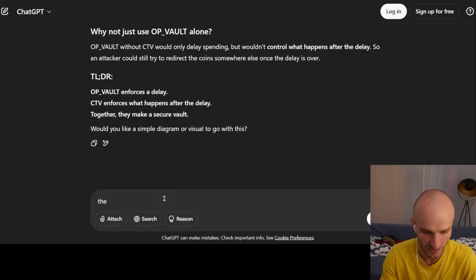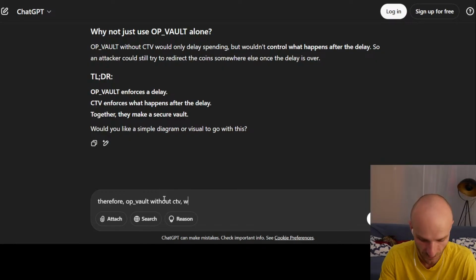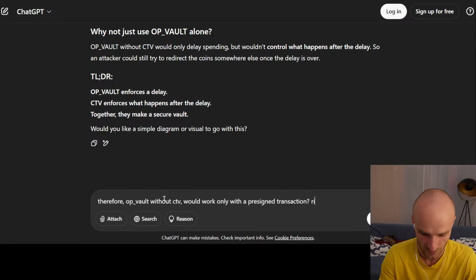Okay, therefore OP-Vault without CTV would work only with a pre-signed transaction, right?